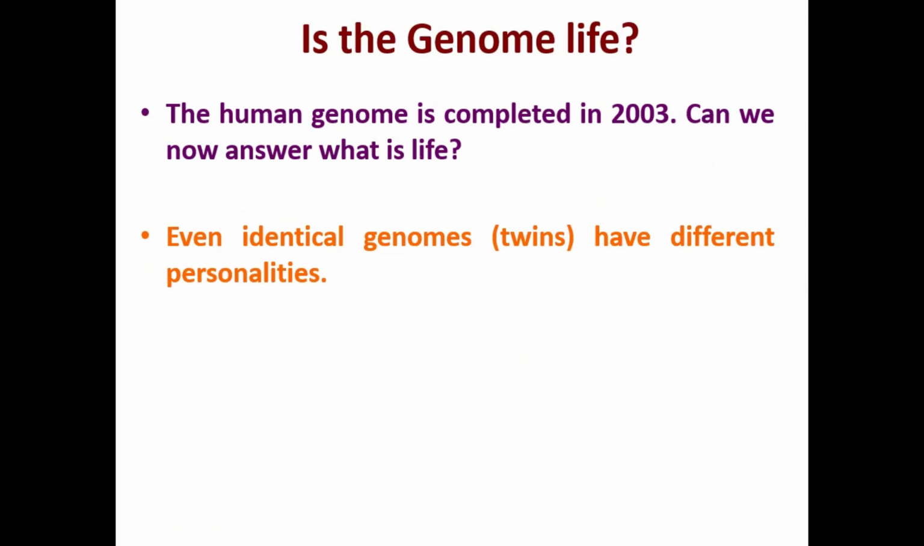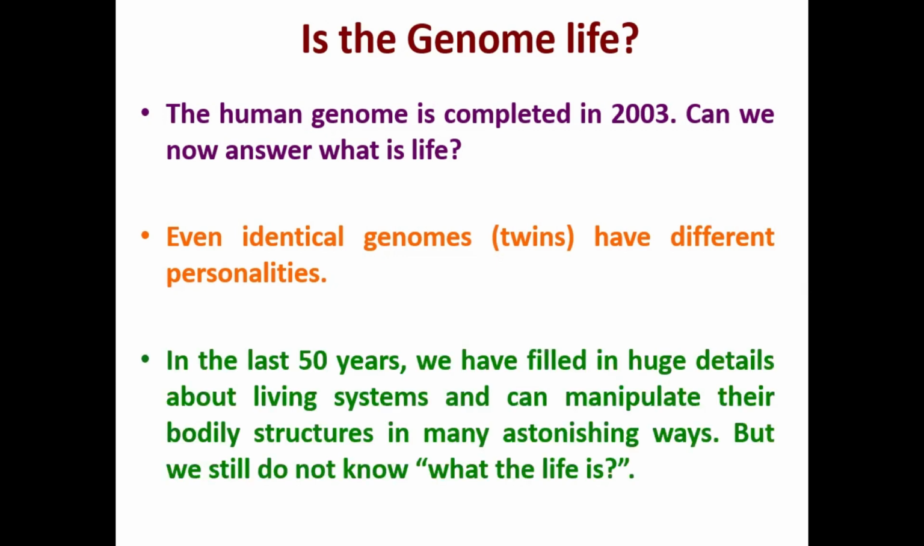If you take two twins, their DNA is not almost the same, it is completely the same. But on top of the DNA, there are certain chemical changes which cause some of the differences. So even two identical genomes have different personalities. We cannot say the complete genome can explain the complete life. In the last 50 years, we have filled in huge details about living systems and can manipulate their bodily structures in many astonishing ways. But we still do not know what life is. This is our state from the scientific perspective.